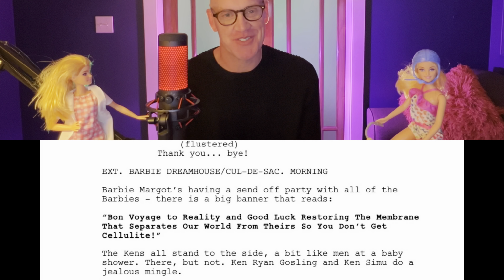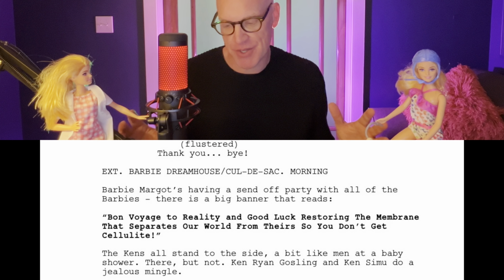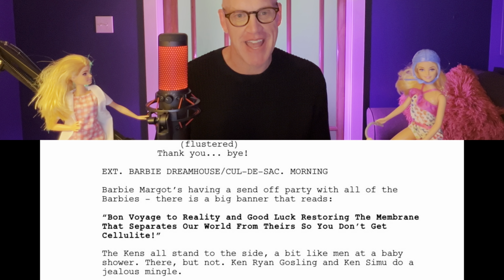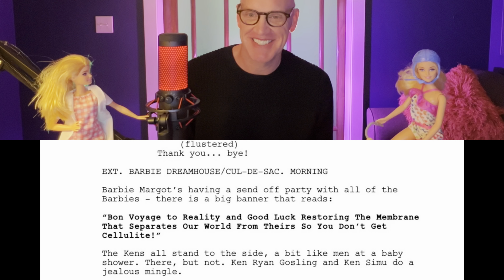They use bold in the screenplay to indicate things that will be read on the screen. Here on page 25, there's a goodbye sign for Barbie as she's going to the real world, and it's in bold, and it says, bon voyage to reality and good luck restoring the membrane that separates our world from theirs so you don't get cellulite!